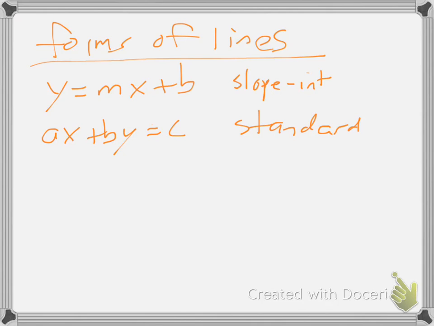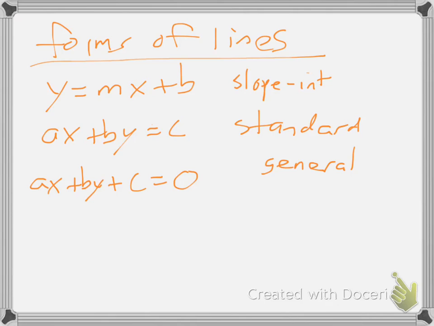Now they start to give others. We can have general form. General form looks very close to standard form with one modification. I think they usually put a plus sign there. It's the fact that it is set equal to zero. You have to put it into standard form first, and then you bring the C value over. Sometimes it's positive, sometimes it's negative, and set it equal to zero. That's general form.